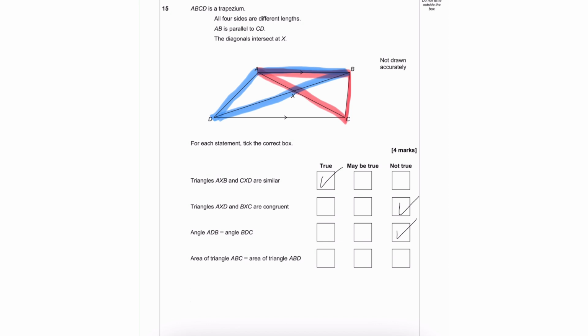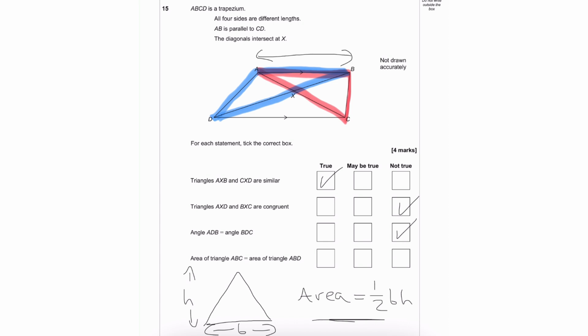So these are our two triangles, and we're saying just area of triangle ABC equals the area of triangle ABD. Well, we know for a triangle, the area is given by a half B times H. So we can see that they share the base, so in this equation down here, B is going to be constant. So the question is, is H constant?